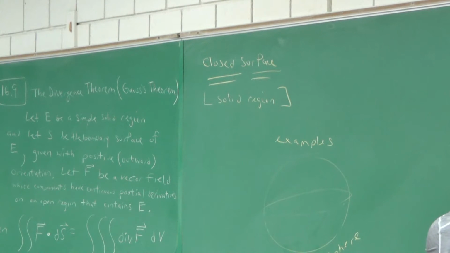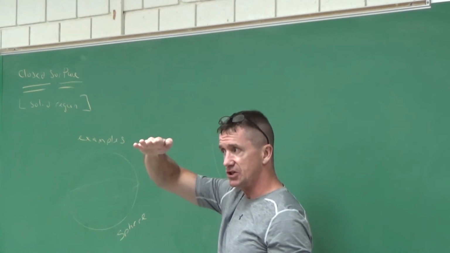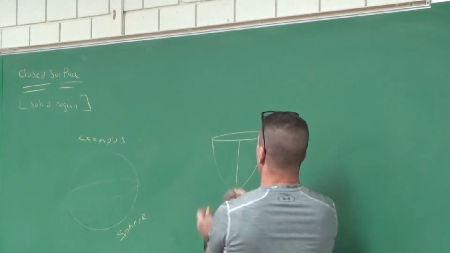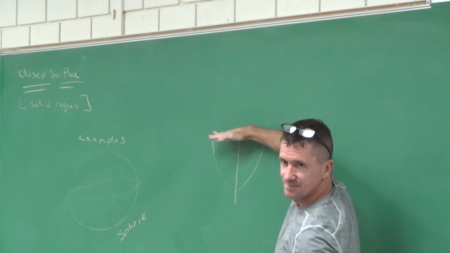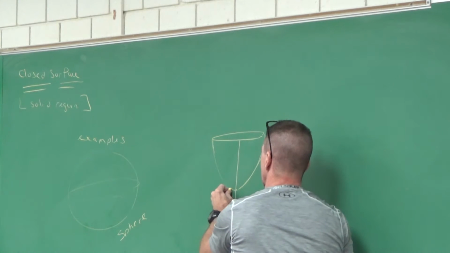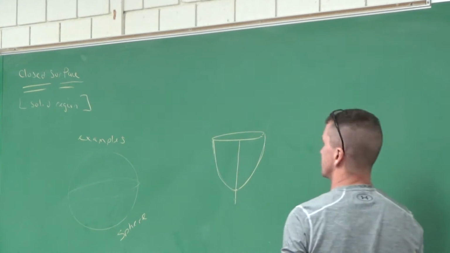Well, what about a paraboloid that went up like this along the positive z-axis? Well, that just keeps opening up like this. So that wouldn't be closed. That would not be a closed surface, unless you had a disk at the top that bounded this. Now it would be a closed surface. Does that make sense? Or think of a cylinder.